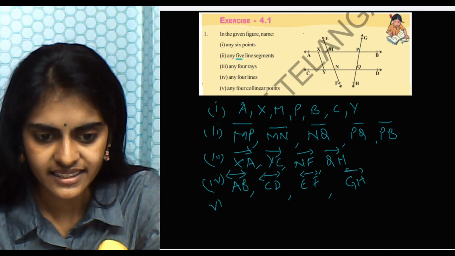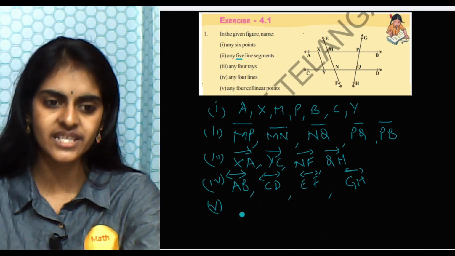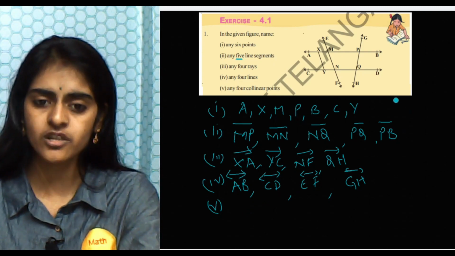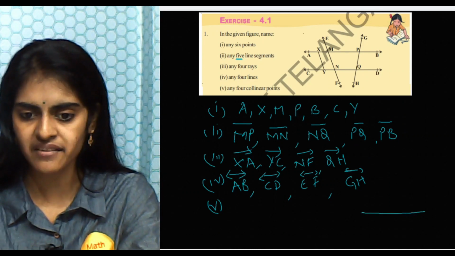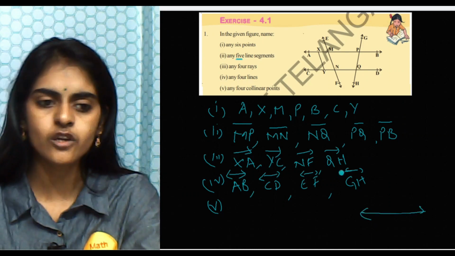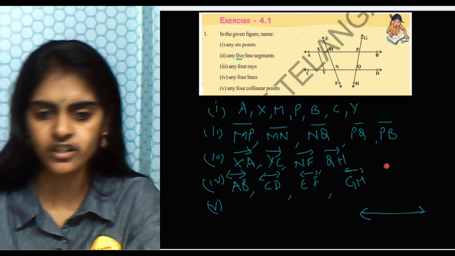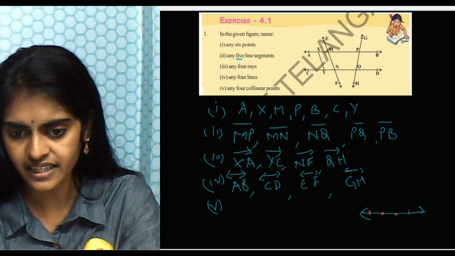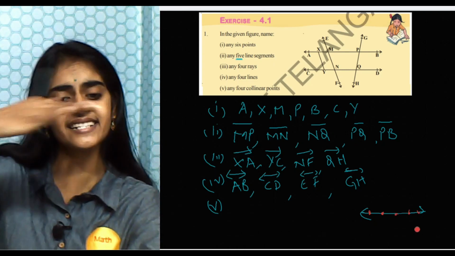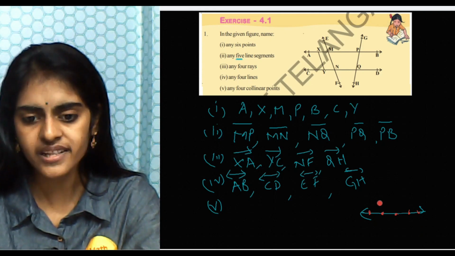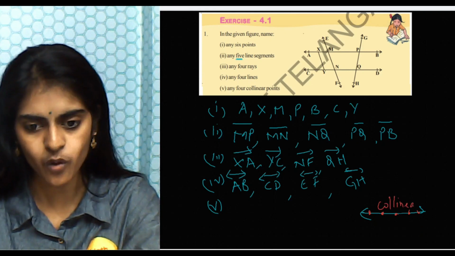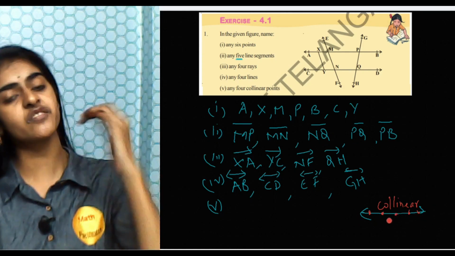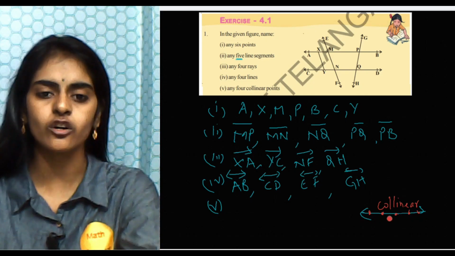Last bit of this question, you have to write any 4 collinear points. Now what are collinear points? Suppose you have a line in this way, and I have various points on this line, say I have a point here, a point here, and here. Now all these points are just lying on this line, so all these points are called collinear points. The points which lie on a straight line are called collinear points.